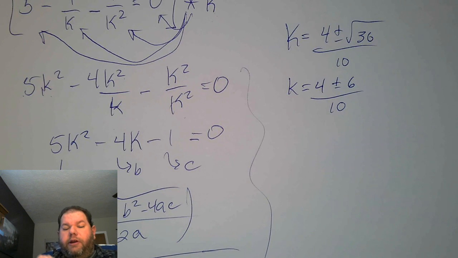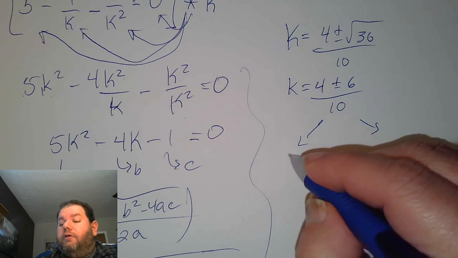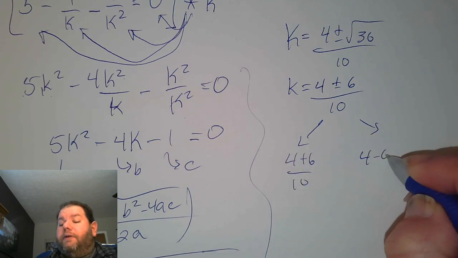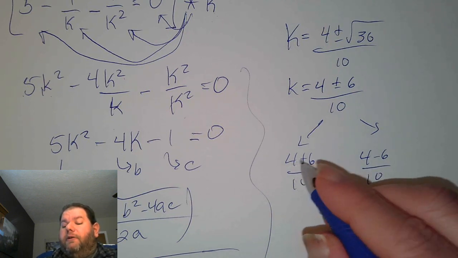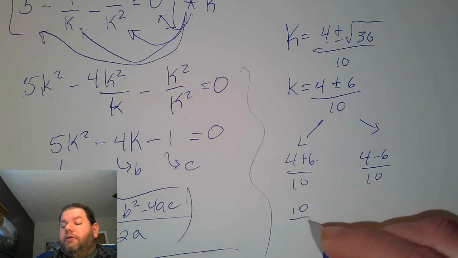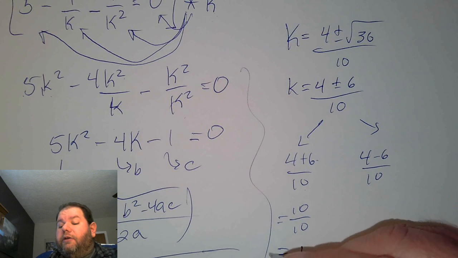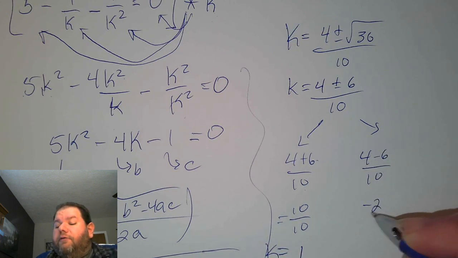Now, because we were able to take the square root and get rid of the radical completely, it's just a plain 6 right there. Now we'll branch it off into two solutions. 4 plus 6 divided by 10, and 4 minus 6 divided by 10. So this will be 10 over 10. So we get a value of 1. K equals 1. And over here, 4 minus 6 is negative 2 divided by 10.